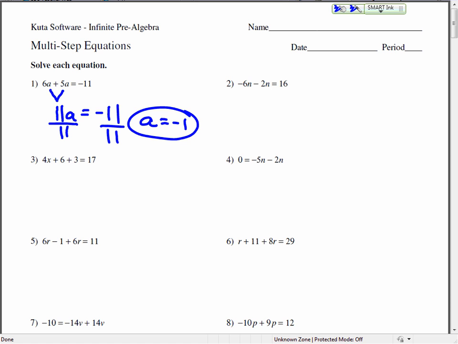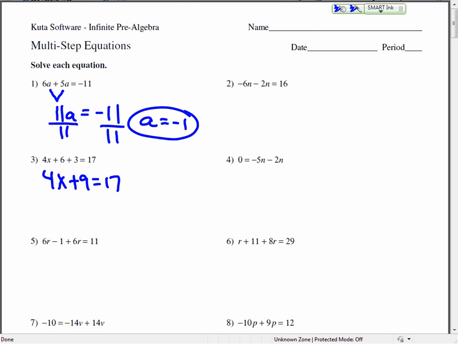Done. Here I've got 4x plus 6 plus 3 equals 17. What do I do, my brother? Okay, you do not undo addition by subtracting first. You have to follow directions. We don't have any distributive property. What's the second step after distributive property is done? Combine like terms on both sides. Thank you, sir. So this is going to be 4x plus 9 equals 17.